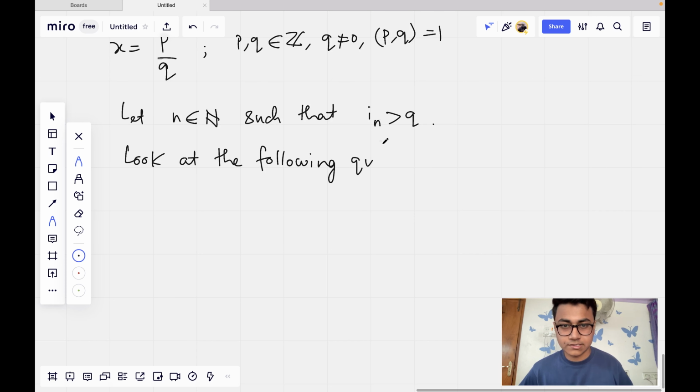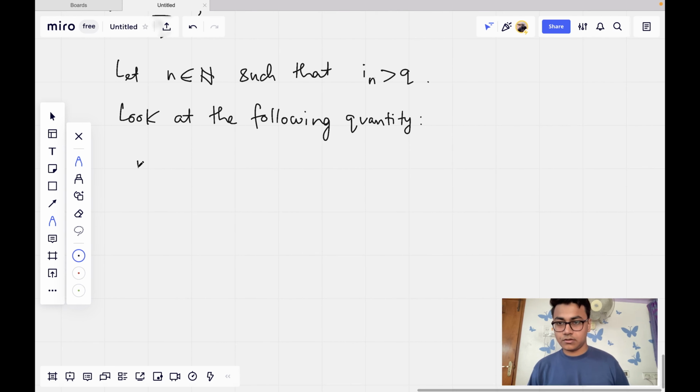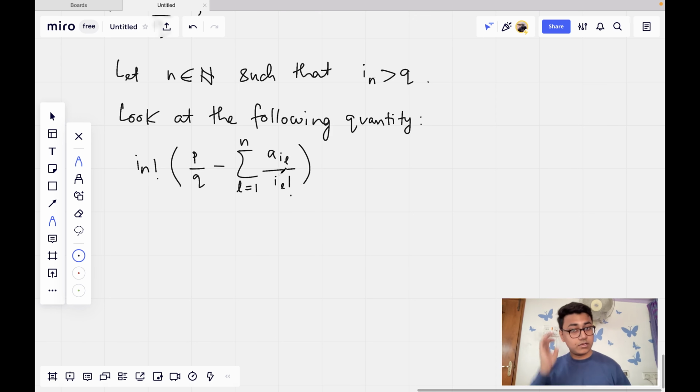You will see why we need this in n greater than q. Look at the following quantity: n factorial times p by q minus the summation as, we no longer have i, we have l now, so l goes from 1 to n of a_{i_l} over i_l factorial. We're looking at this quantity.